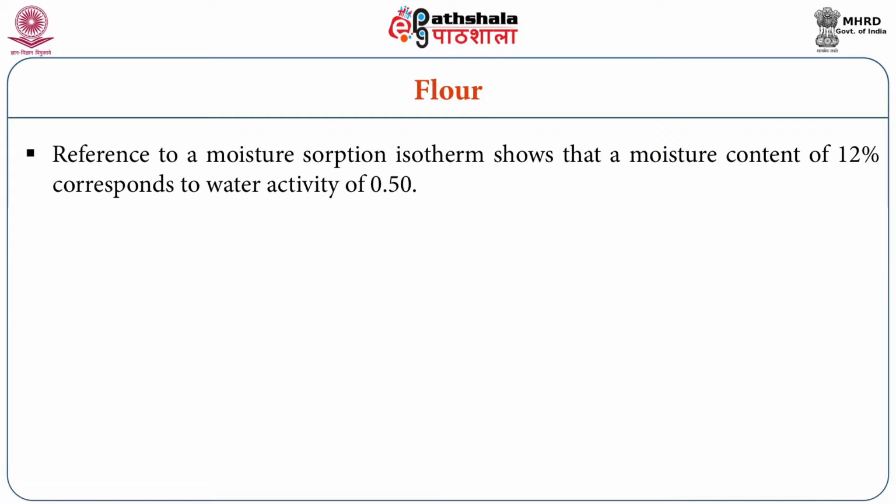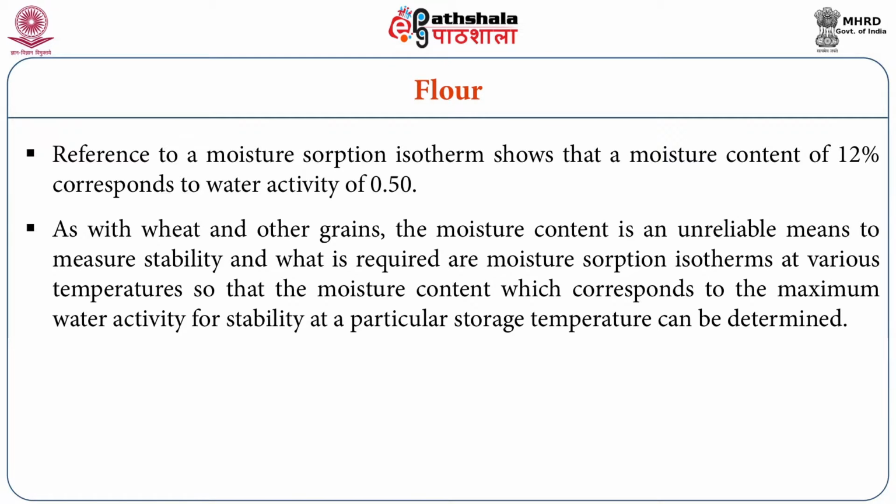Reference to a moisture sorption isotherm shows that a moisture content of 12% corresponds to a water activity of 0.5. As with wheat and other grains, the moisture content is an unreliable means to measure stability, and what is required are moisture sorption isotherms at various temperatures, so that the moisture content which corresponds to maximum water activity for stability at a particular storage temperature can be determined.